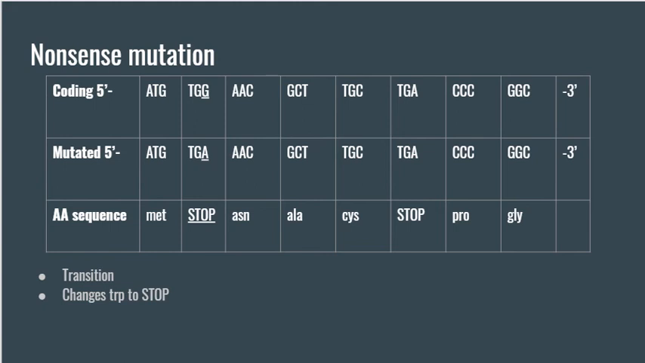The guanine in the second codon was changed to an adenine. This is an example of a transition because both guanine and adenine are purines. The point mutation changes the amino acid tryptophan to a stop codon.